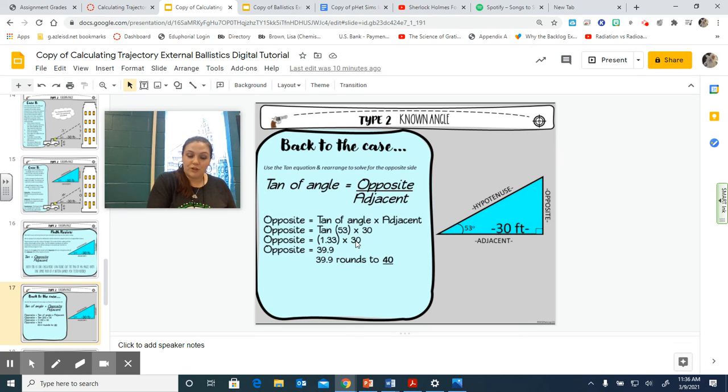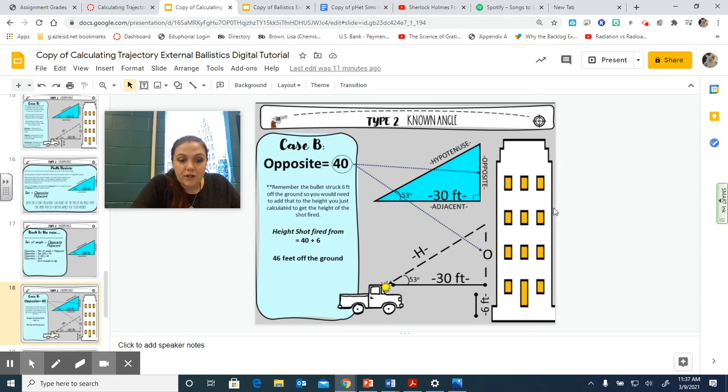So I can put that in to make sure. I go tan 53, and I also got 1.33. Then I multiplied that by 30 because that's the adjacent, and I got 39.8. Mine was rounded a little higher. So rounding up, it rounds to 40. So we're dealing with the opposite being 40.